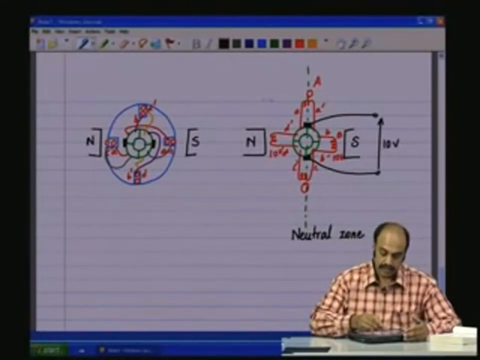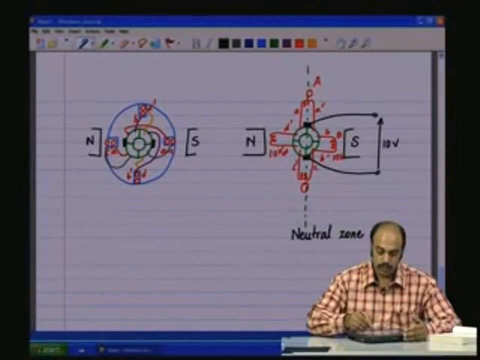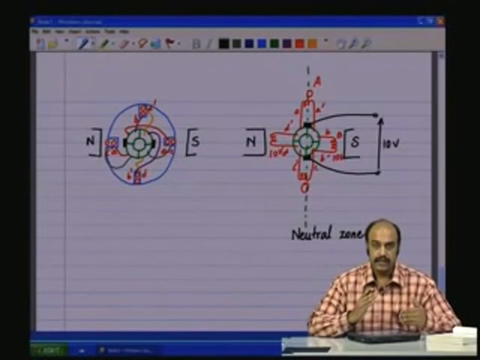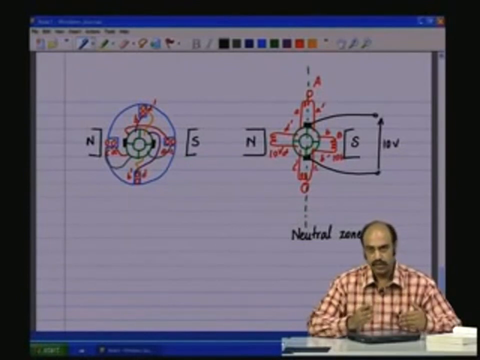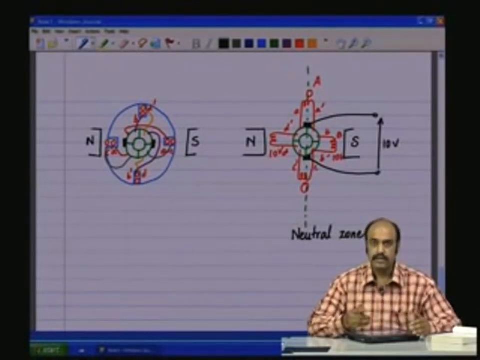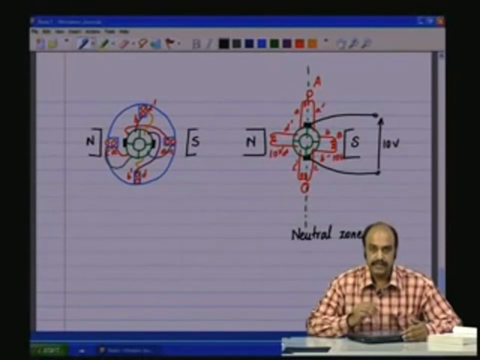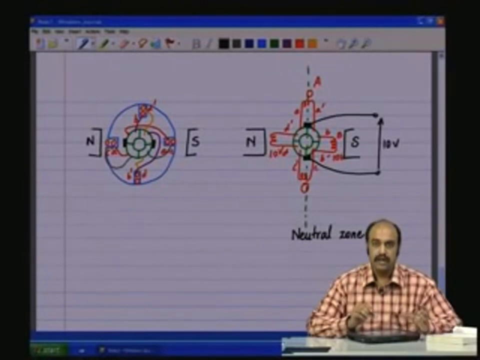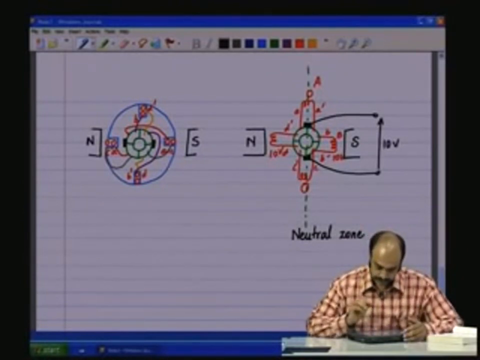So if I am having the circumference between the north and south poles, any two consecutive north and south poles, the midpoint is where the induced voltage will be 0, and that is the neutral zone. The brushes should be positioned where the induced voltage will be 0, that is, the brushes should be positioned in the neutral zone.